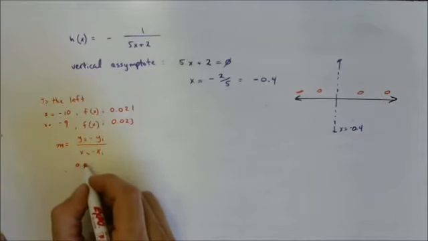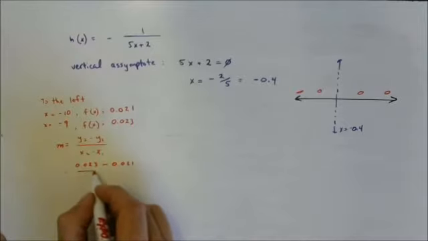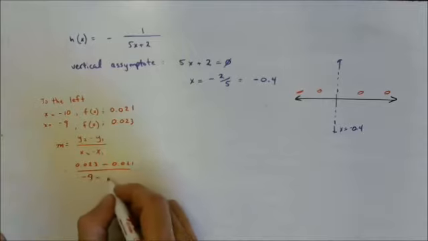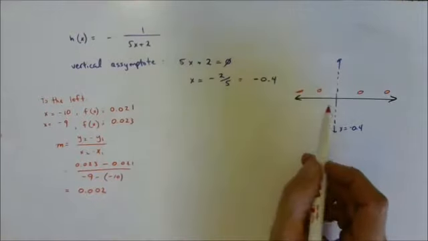So we've got 0.023 minus 0.021. Again, we're doing this all step by step the first time through it, but it gets a little easier as you go. The denominator is -9 minus -10, and your calculator will give you 0.002. Now that just gives us the slope at one place to the left of the asymptote.